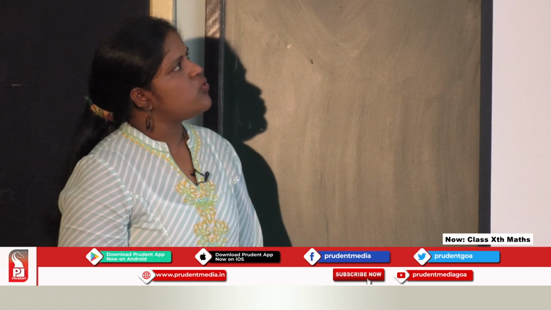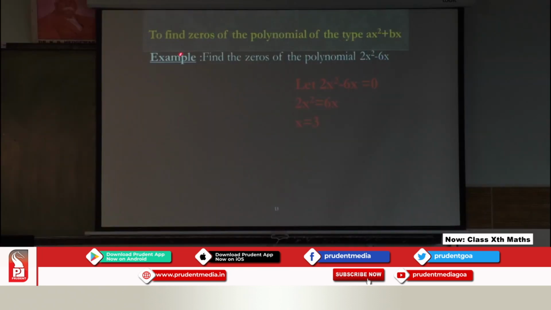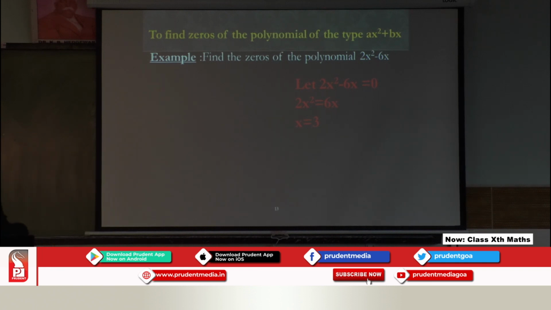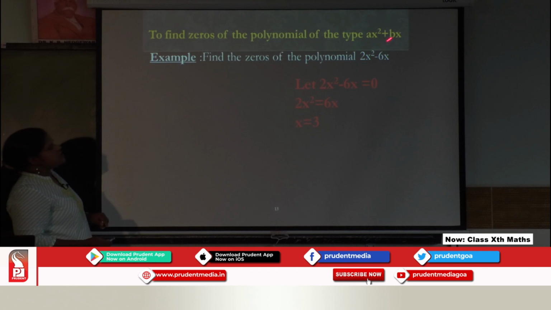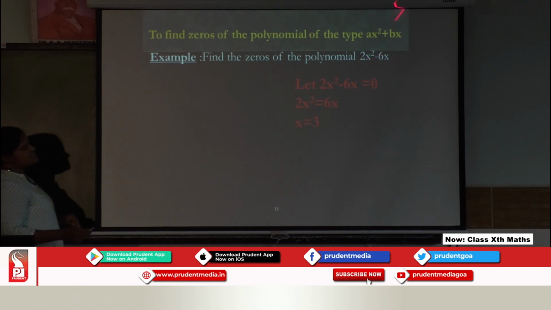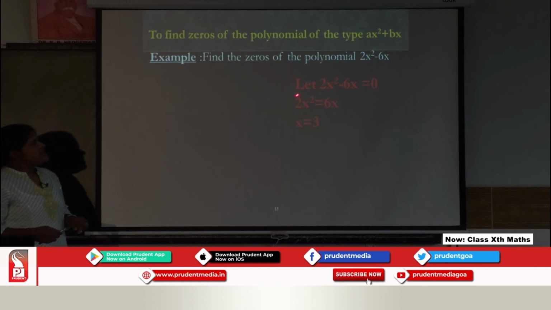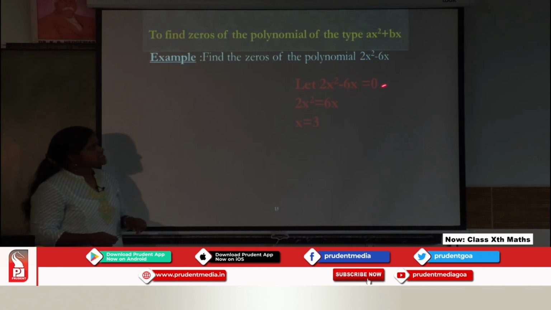Okay, now let's move on to the next one. To find zeros of the polynomial of the type ax square plus bx. In this category I have focused only on the first two terms, a and b. The example is: find the zeros of the polynomial 2x square minus 6x. Now let's see this, whatever I have highlighted in red color here. Let 2x square minus 6x is equal to 0.